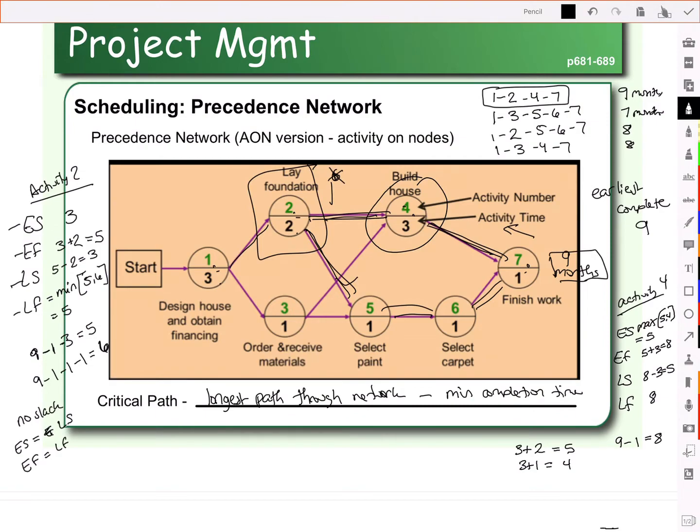So how much slack is there for activity 4? Could we delay the start of activity 4? Could activity 4 take a little longer than we anticipate? Well, remember, activity 4 is on the critical path, so it has no slack.